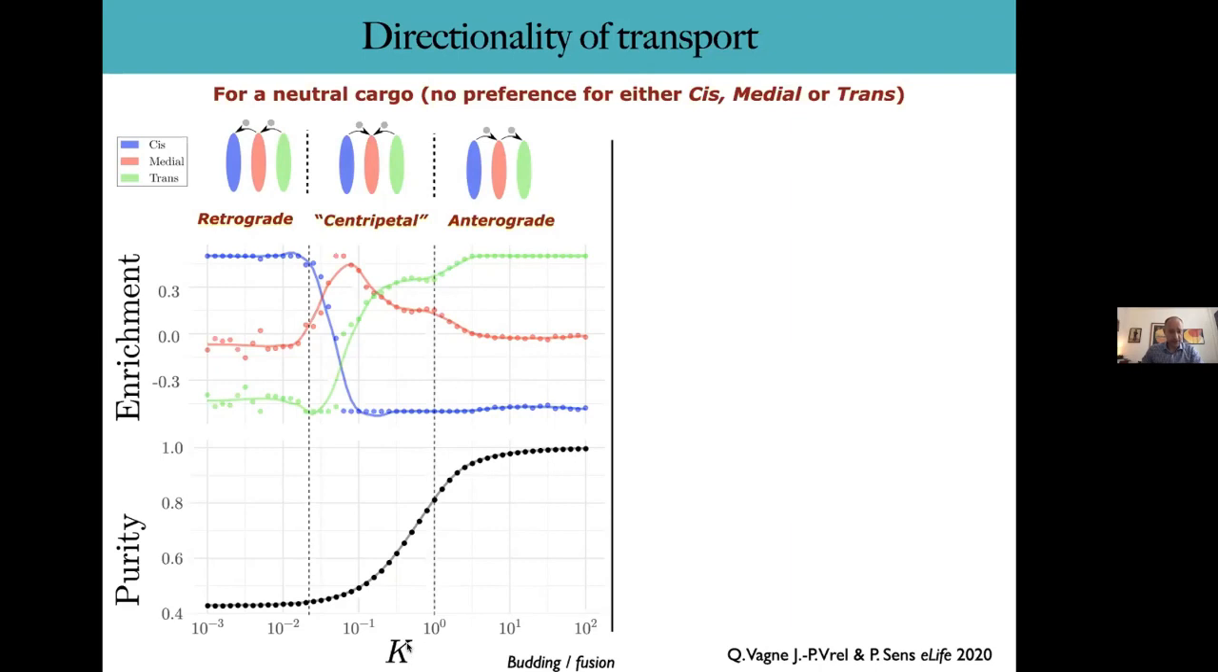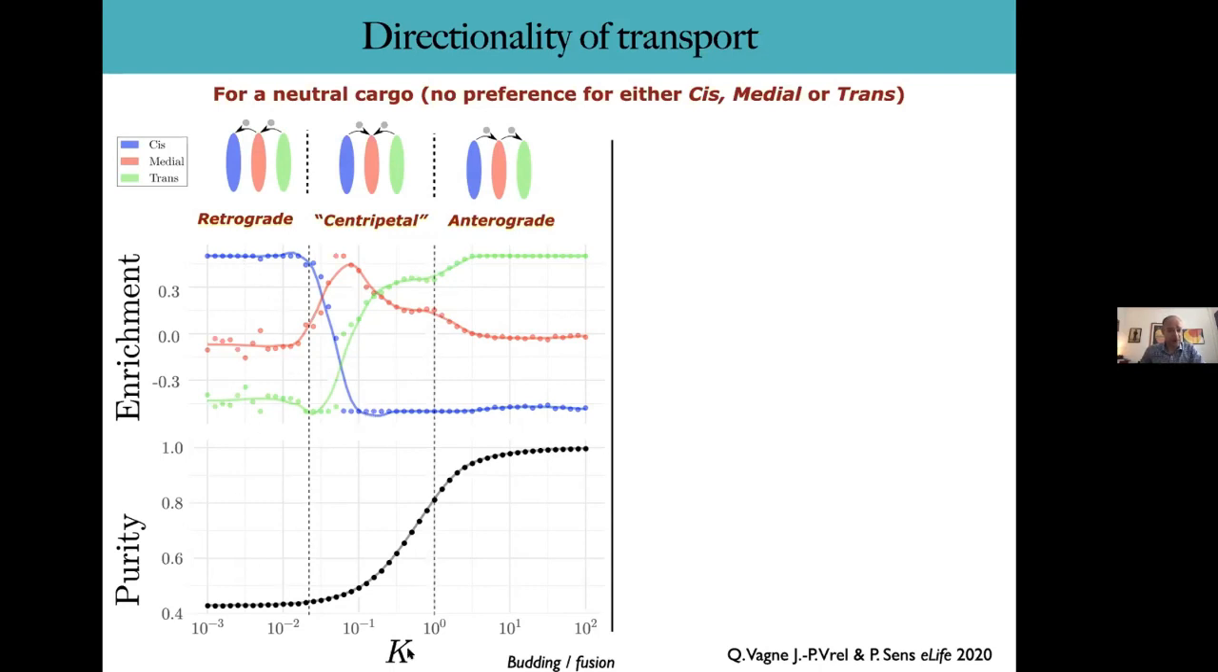Here we fix the maturation rate to a value that is almost equal to the fusion rate, so that we have as many blue, green, and red species in the system, and we change the budding rate. As we change the budding rate, the purity of the compartments increases, because if you increase budding, you increase purity, and the size of the compartment decreases. And as you can see, you have a sigmoidal curve with a sort of purity transition when the budding rate is of the order of the fusion rate. And this is what tells you about vesicular transport.